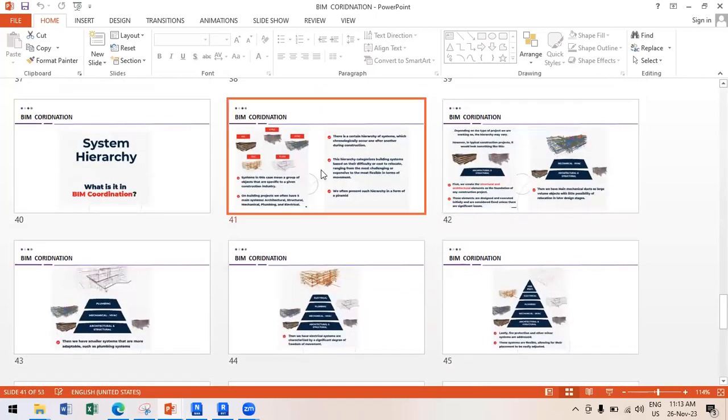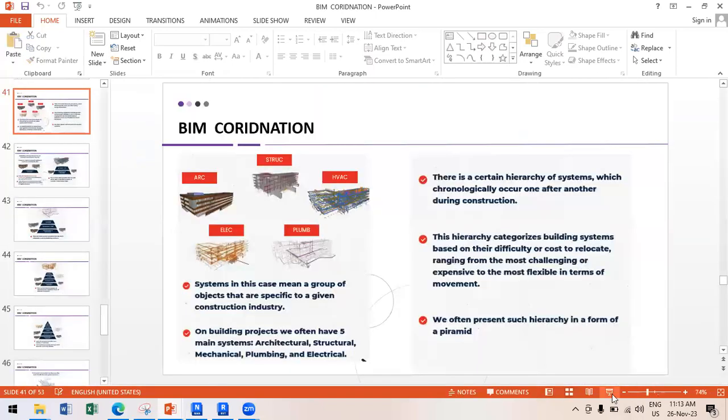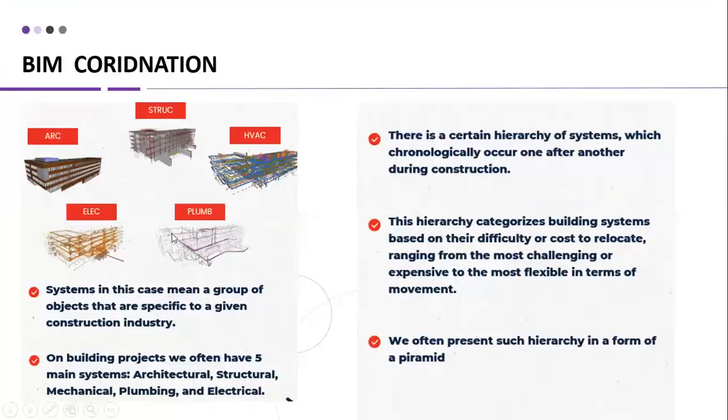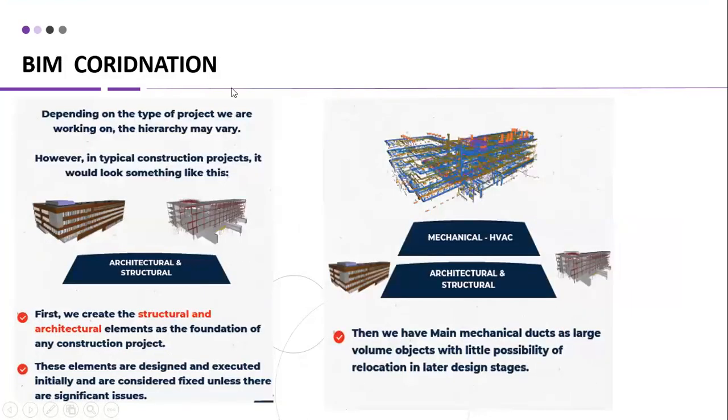So this is what we do here. In BIM coordination we have architectural, structure, HVAC, plumbing and electrical, which I had shown you. We will make a group together. First we do architectural and structural. Once it is finalized and clash free, we go with mechanical, HVAC, and architecture and structure, because HVAC ducting is very large. Main mechanical ducts are large volume objects with little possibility of relocation in later design stages.